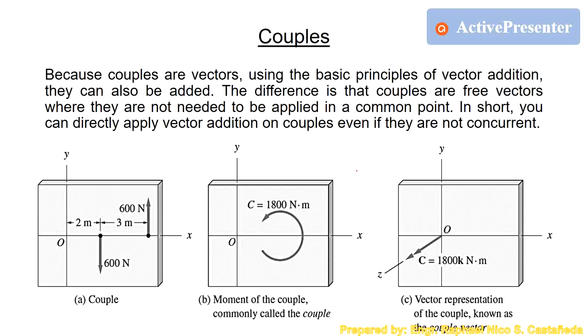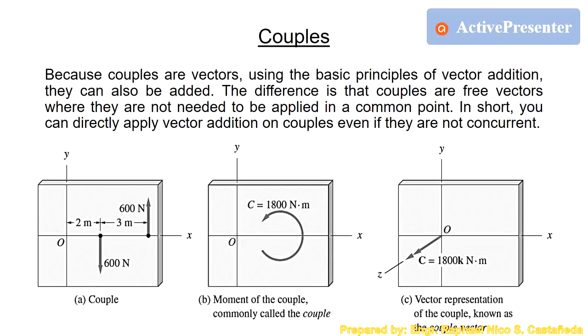Because couples are vectors, the basic principles of vector addition can be used. As you can remember from our previous lesson, we can add vectors F1, F2, F3 in forces. But the difference between forces and couples is that forces need to be concurrent, meaning they are acting or intersecting at a common point before you can add them. Unlike forces, couples don't need to be concurrent because they are free vectors.